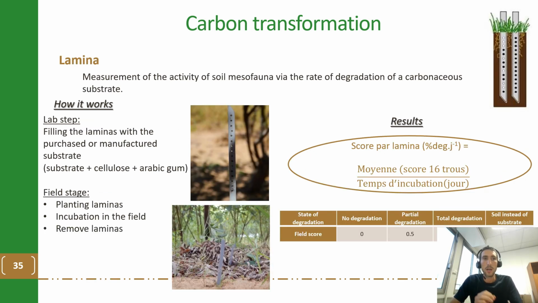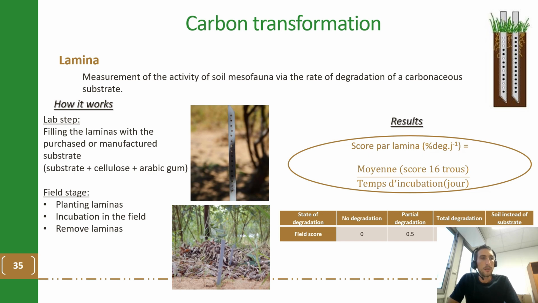The last indicator for carbon transformation is Lamina Bait. Lamina is a small strip of plastic with 16 holes that have been filled with a mixture of cellulose, carbon substrate, typically wheat flour, and gum arabic to create a glue. This substrate is laid out to fill the holes in the lamina. 8 laminas are then left for a fortnight in the soil, in the field, at each measurement point. This period varies depending on the climate and can be as short as a few days in a tropical climate.